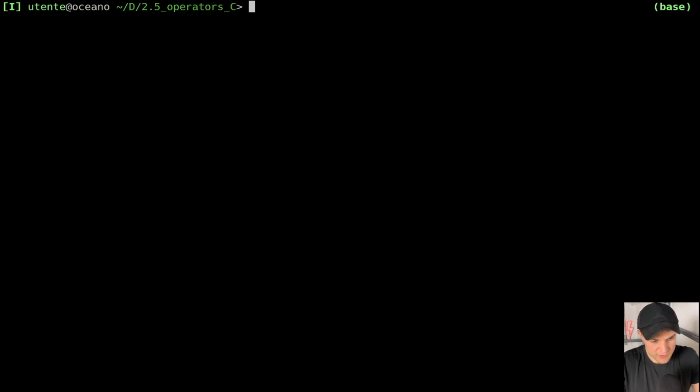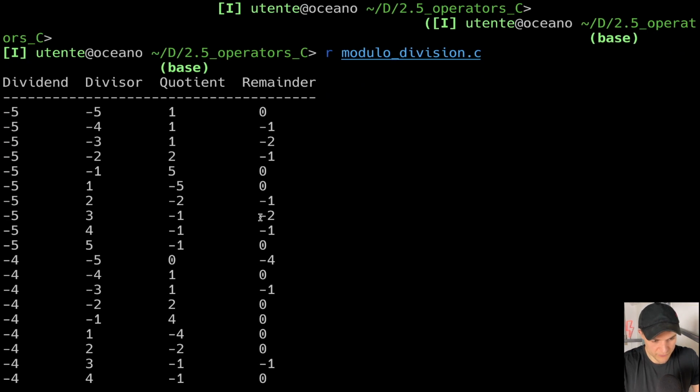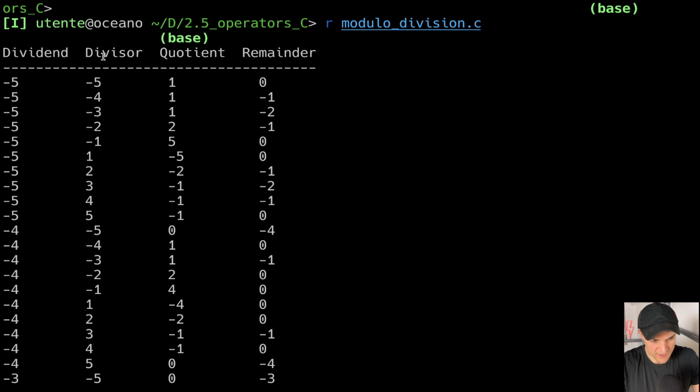So now, my friend, I'm going to launch another program that is going to show you these ideas. So modulo division, here it comes. All right. Here, as you can see, I have the dividend, divisor, quotient, and the remainder. Let's start. We have -5 divided by -4. So I do the absolute values division.